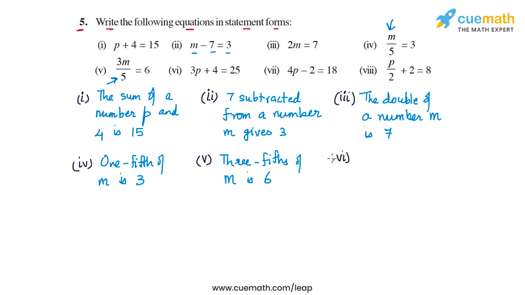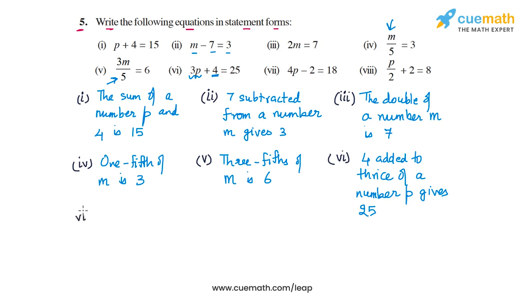In part 6, the equation is 3p plus 4 is equal to 25. So we could write this as 4 added to thrice of a number p is or gives 25. So 4 is being added to thrice of a number p, so 3p, and this gives 25. So this is a statement form of part 6.